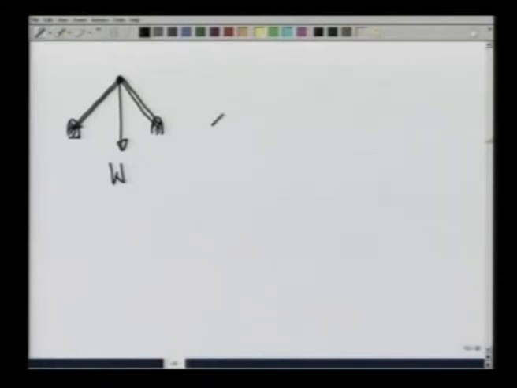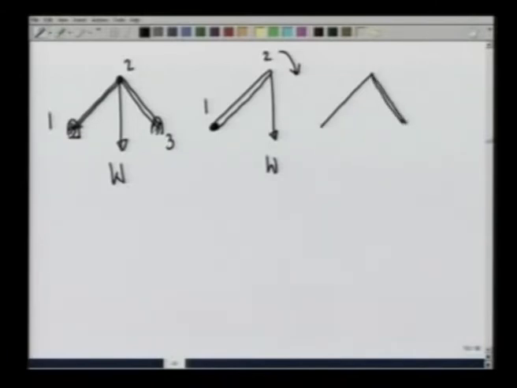Now you see, if I start with this rod, let me call this 1, 2, 3, start with rod 1, 2, put it on a pin joint here and load it. The rod will tend to rotate like this. To stop that, what I do is I put another rod here, so that this is an isosceles triangle, and make a fixed joint on the other side also, and then the load is here.